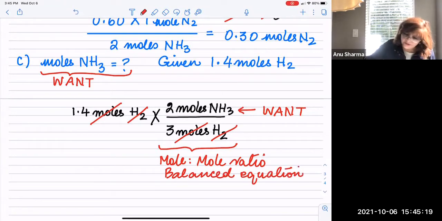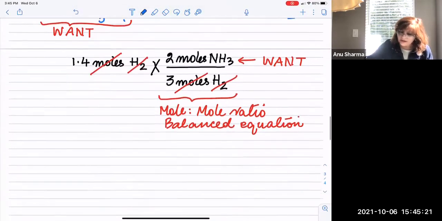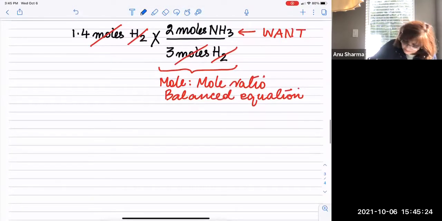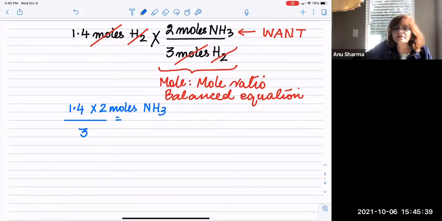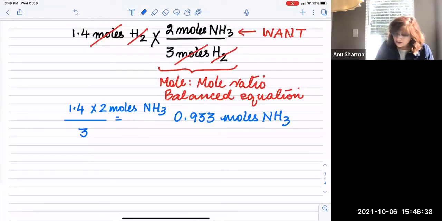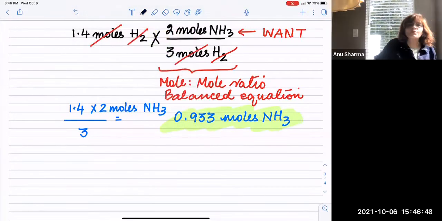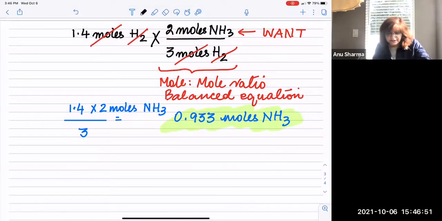So now we are going to take 1.4, multiply by 2, divide by 3. And what do you get here? These are the 2 moles of ammonia. The answer comes out to be 0.933 moles of ammonia. So this is how you use the conversion factors in determining the moles of one entity when the moles of the other entity are given.